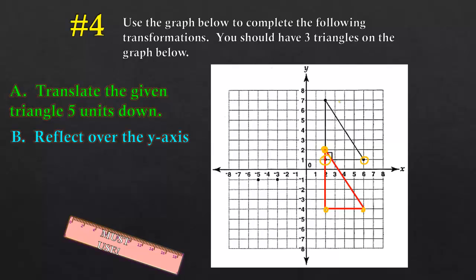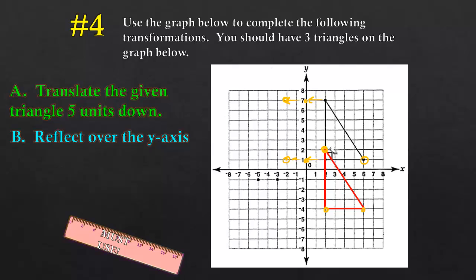Second thing they want you to do is reflect it over the y-axis. So basically, since I'm reflecting it over this, I want to find out how far each point is from there. So I have to go 2 this way, which means I have to go 2 more that way, and my point will be there. From here, 1, 2, 1, 2.